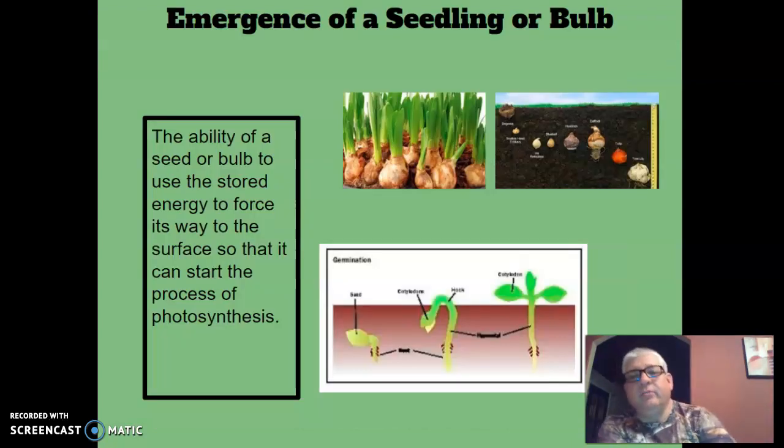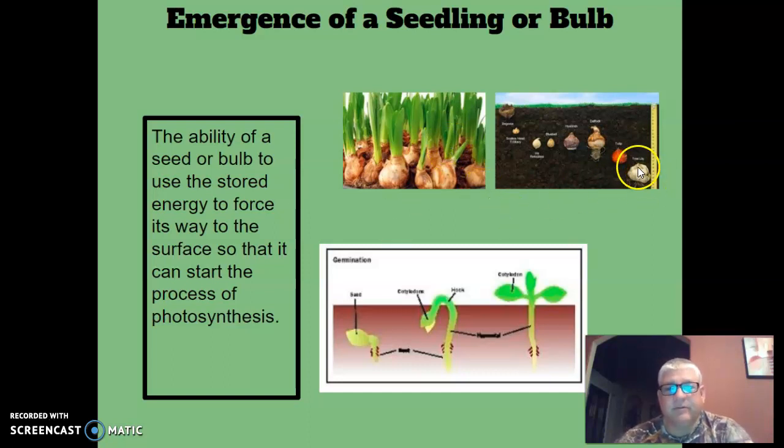Emergence of a seedling or a bulb. There has to be enough force. This is kind of a hard concept. This is going to be on your test. It's also going to be on your DCA. And I know it seems like it's a long way off, and it kind of is, but before you know it, you're going to have your DCA for your third 9 weeks.